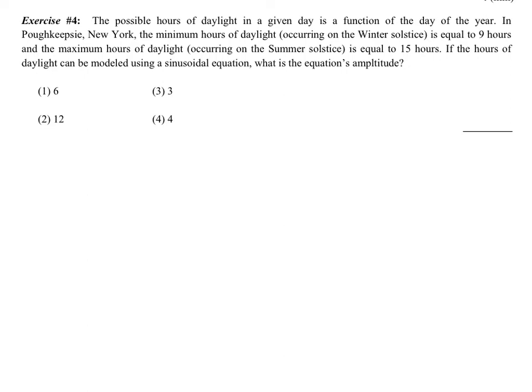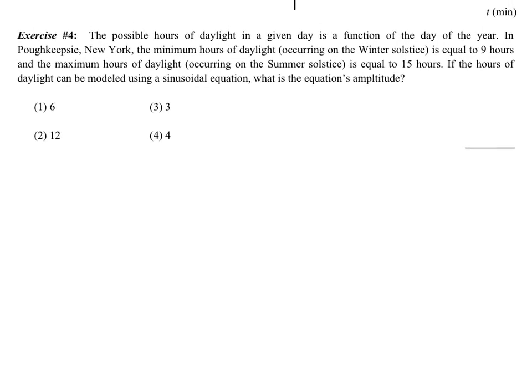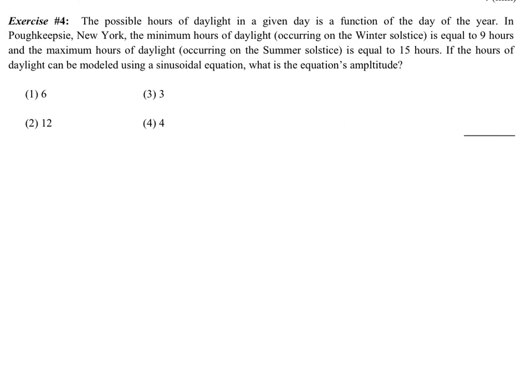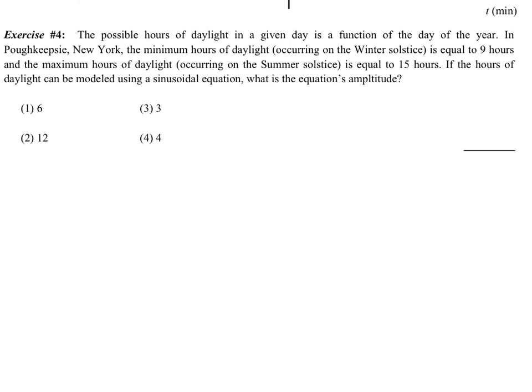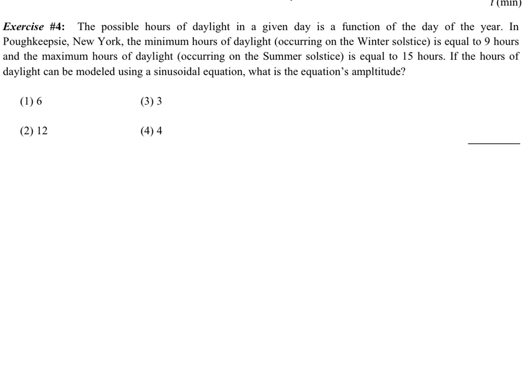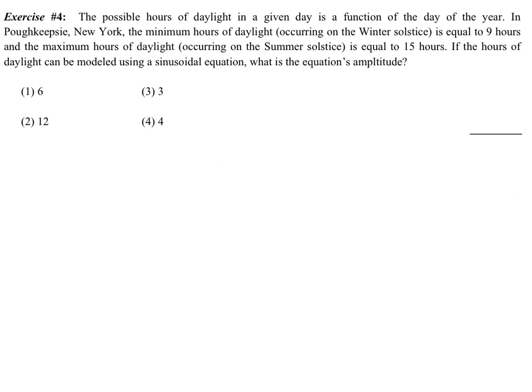Alright, this is the last problem from the instructional side of this packet. It says that the possible hours in daylight in a given day is a function of the days of the year in Poughkeepsie, New York. The minimum hours is equal to 9 hours, and the maximum is equal to 15 hours. If the hours of daylight can be modeled using a sinusoidal equation, what is the equation's amplitude?